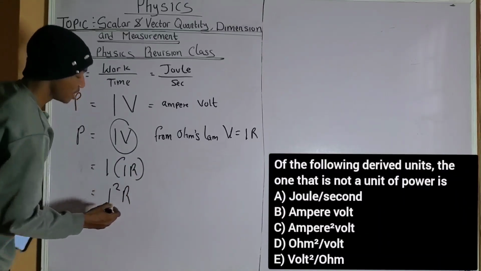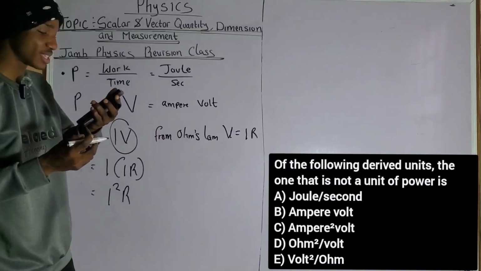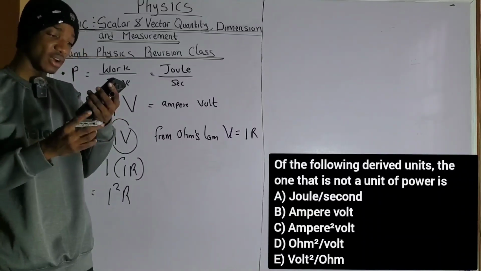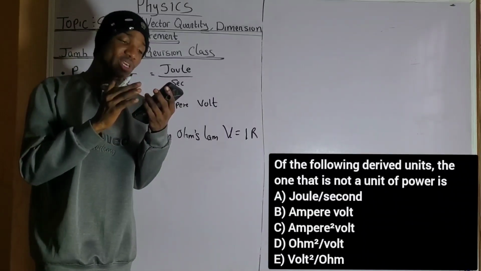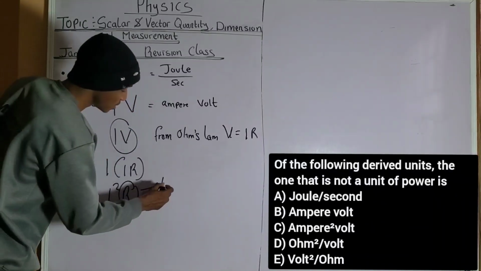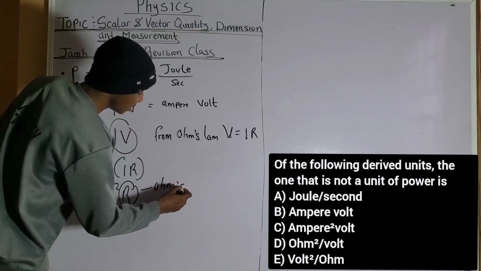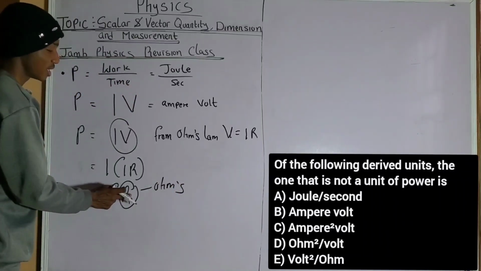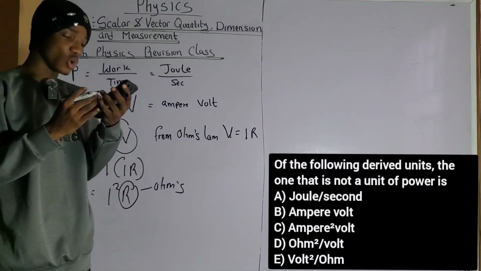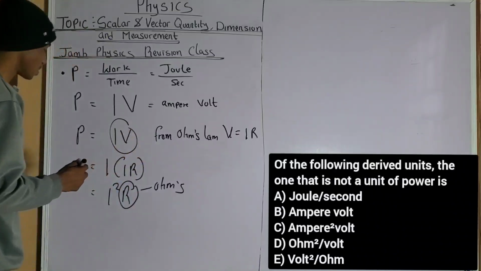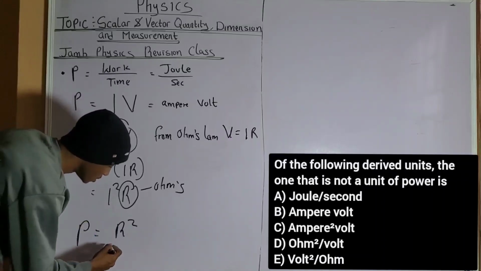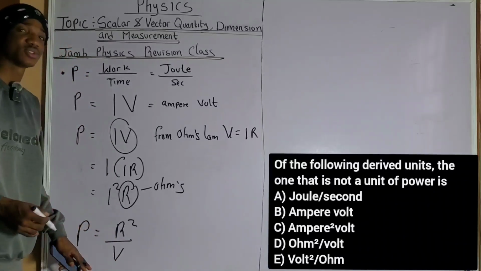I square R. Now they made a mistake in the question. They said ampere square volt, but it is supposed to be ampere square ohm. The correct representation should be ampere square ohm, because this R that you see here stands for ohms. So it should be ampere square ohms. It's not ampere square volt. So maybe they made a mistake. That is option C. Now, if you look at the fourth option, ohm square over volt, option D, they said P equals ohm square over volt. This is not correct. Do you know why?